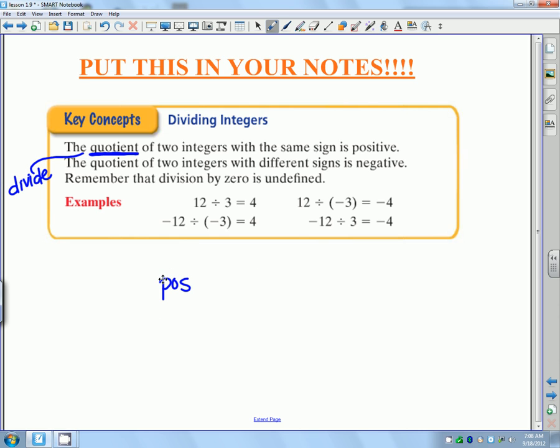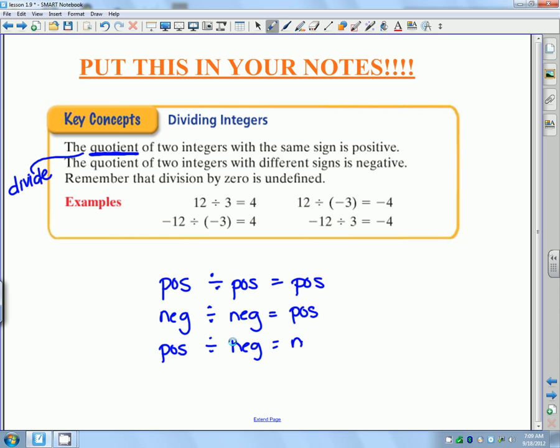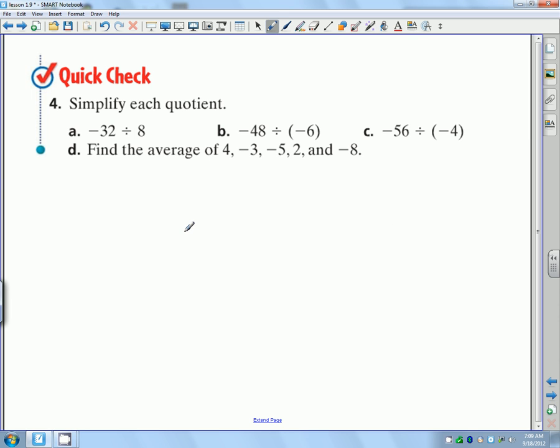So, just like I wrote before, positive divided by positive equals positive. A negative divided by a negative equals positive. And then if you have one of each, with different signs, it is negative. So a positive divided by a negative is negative. And then remember that division by 0 is undefined. It's not 0, it's not possible. I can't take something and divide it by 0. So undefined is what the answer is. So try these problems and then come back and we will check.